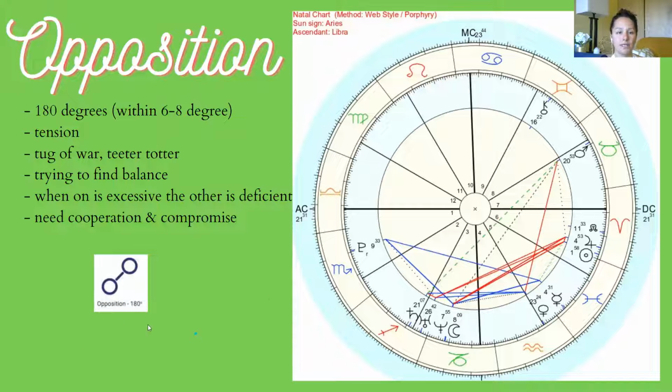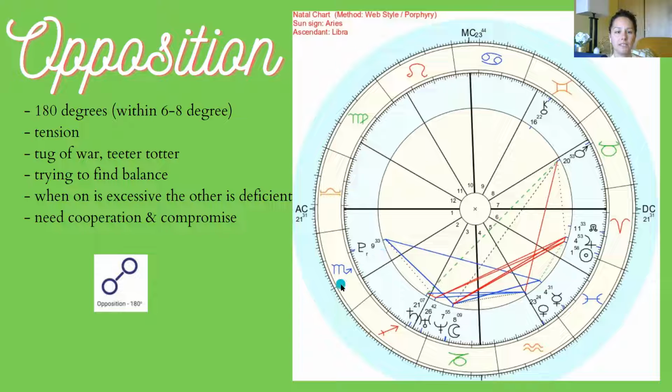So opposition, this is the symbol. It looks like conjunct, but there's two of them. And there's no oppositions in this chart, so I'm sorry, there's no example here. But if anything, Mars and Pluto here are almost opposite. If Pluto is at 20 degrees of, I think, Scorpio, they would be opposite.